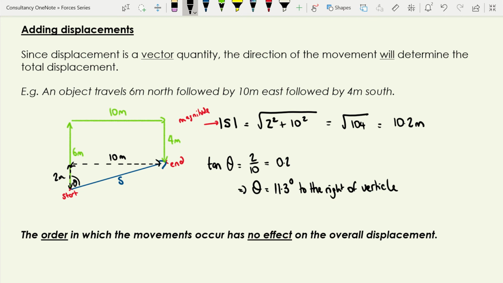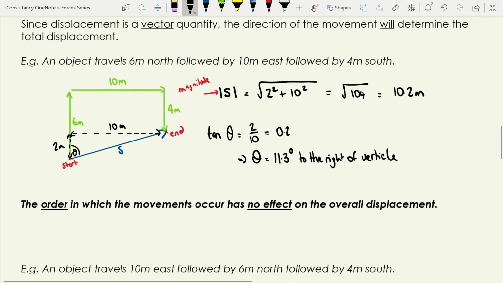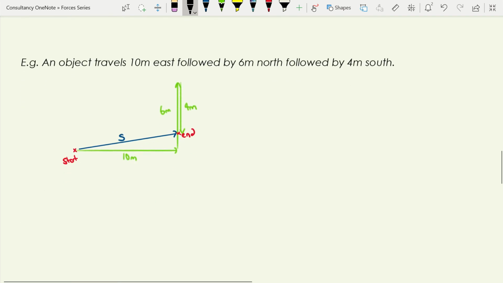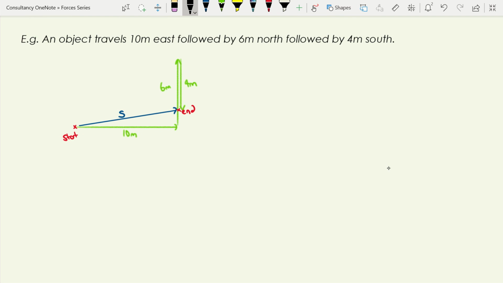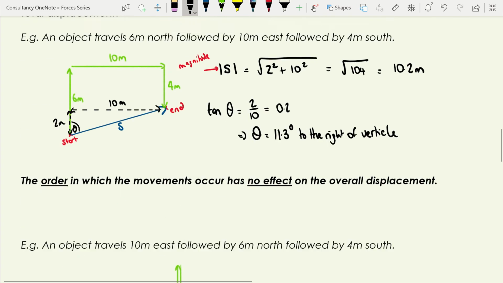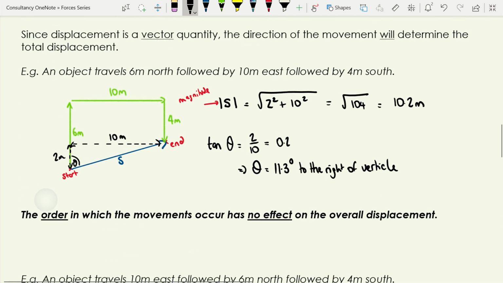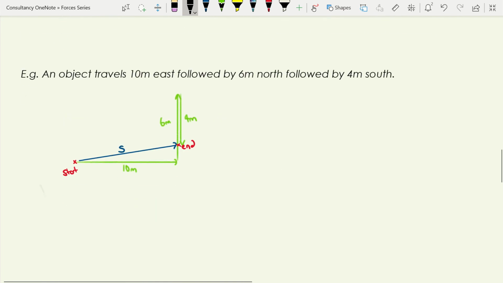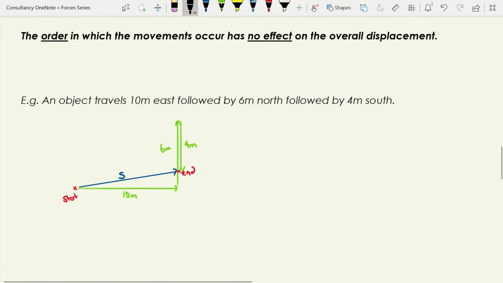So next, we're going to look at, well, is the order important? Could we have done 4 meters south, then 10 meters east, and then 6 meters north? Well, this statement says it doesn't matter. So let's actually look at that. So let's do 10 meters east, 6 meters north, and 4 meters south. So you'll see that these are the same instructions, but in a different order. So that's what we can see on the diagram.